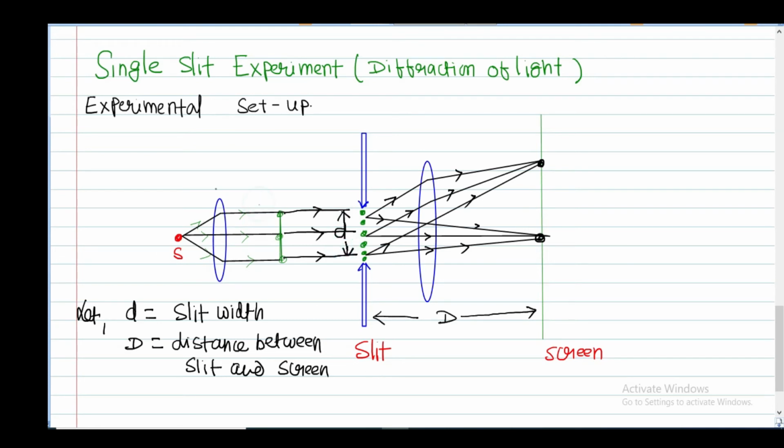These two lenses are there. This is your lens L1 and this is your lens L2. Okay, and slit, screen and source of light S. S is basically here a monochromatic source of light. It is emitting the light waves having single frequency.